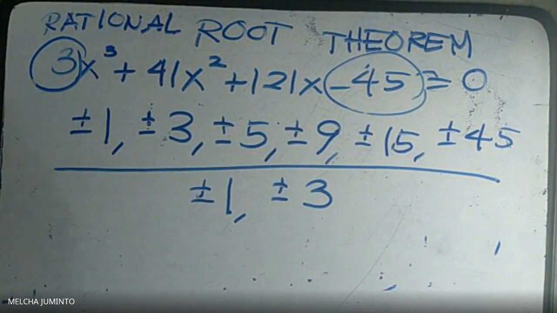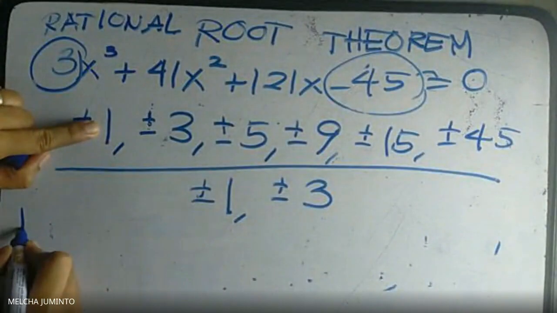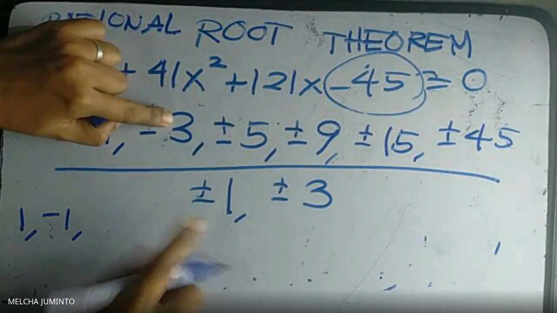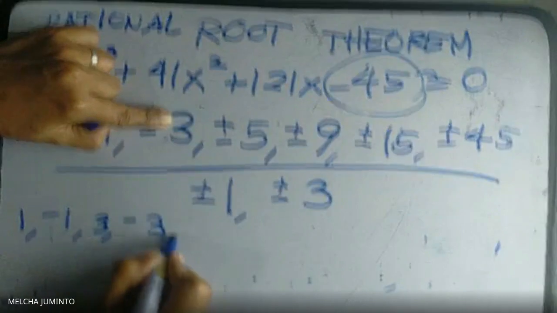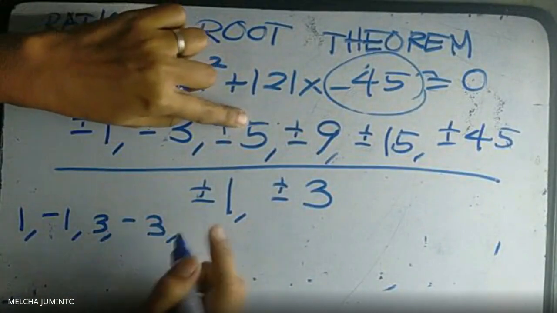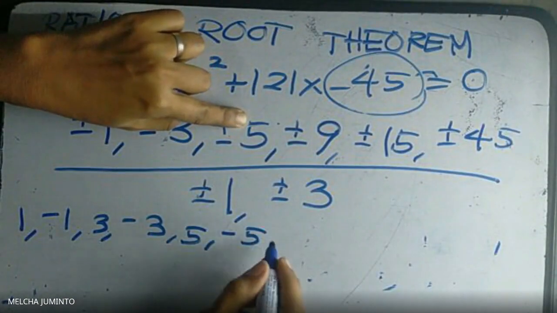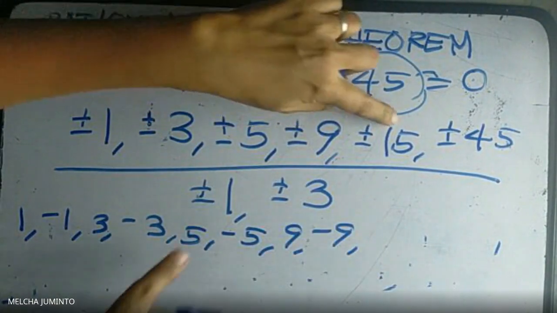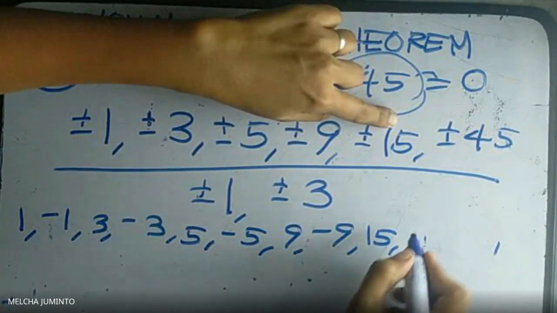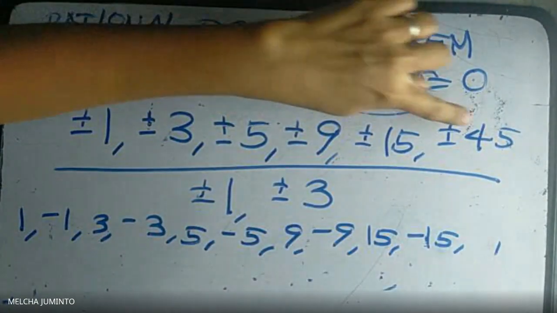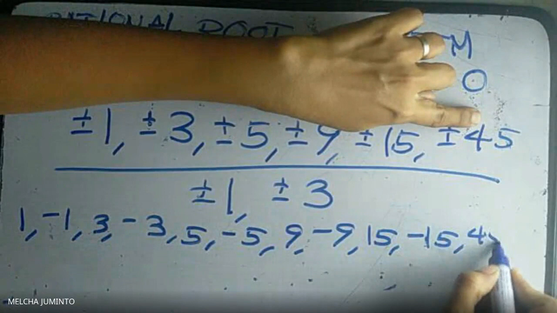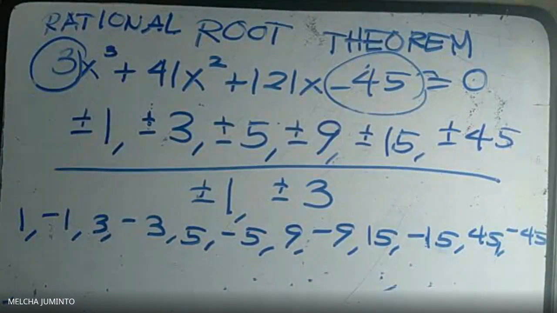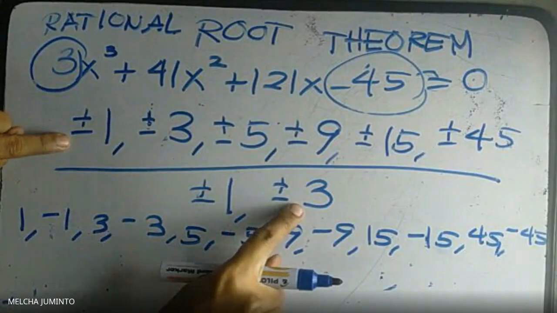Let us begin first with 1. So 1 and negative 1. Pair 3 over 1. So 3, negative 3. Pair 5 over 1: 5, negative 5. Pair 9 and 1: 9, negative 9. Pair 15 and 1: 15, negative 15. Pair 45 and 1: 45, negative 45. Next, we also need to pair 1 and 3.